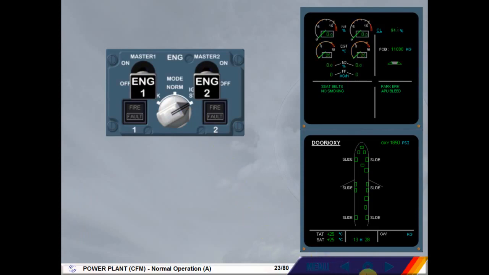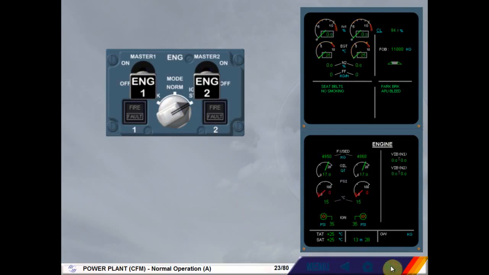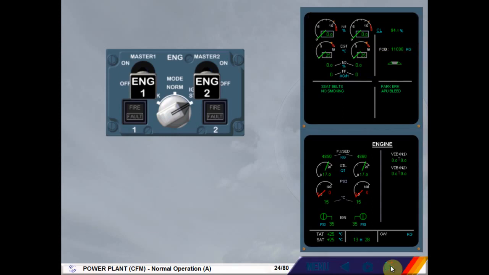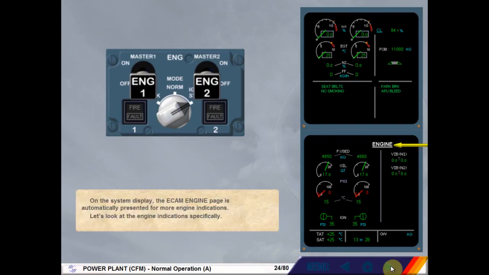When ignition start is selected, the FADECs are powered again. This is indicated on the engine warning display by the indications which change from amber to normal. On the system display, the ECAM engine page is automatically presented for more engine indications. Let's look at the engine indications specifically.